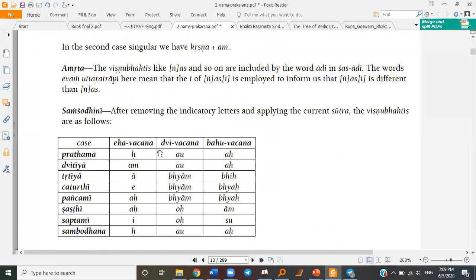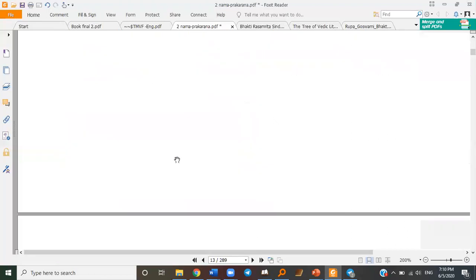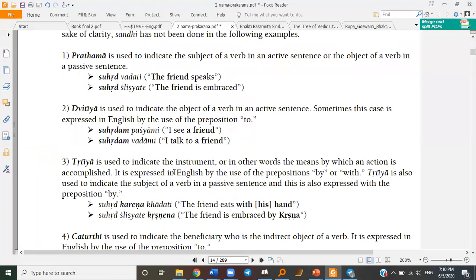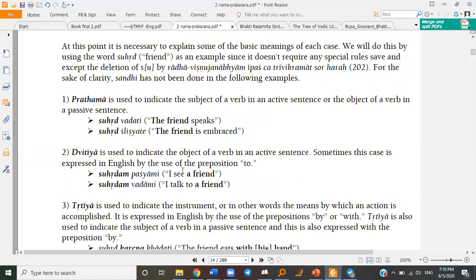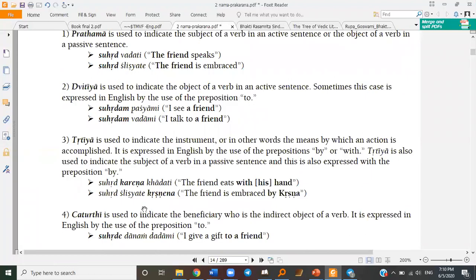Then, after removing the indicatory letters and applying the current sutra, the Vishnu Bhaktis are as follows. Like by applying Sara Ramyor, they have made this table. You can either look at it or not, your wish. Then these are some usages of the Vibhaktis. You can go through them.